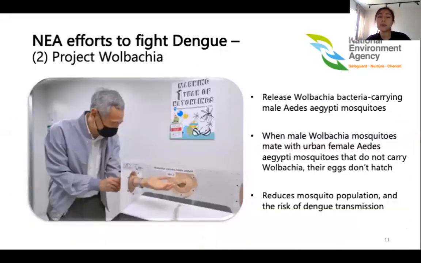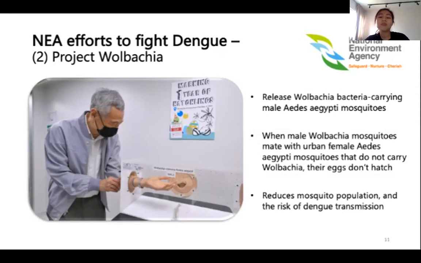Okay, next, you might have heard of Project Wolbachia. NEA has been conducting studies for this project in phases since 2016. It is essentially a project to combat dengue by releasing specially bred mosquitoes. So, what is this word Wolbachia?